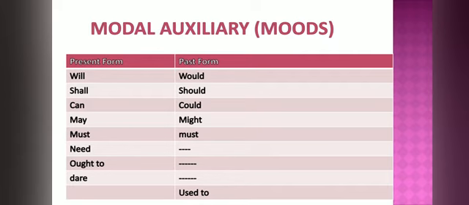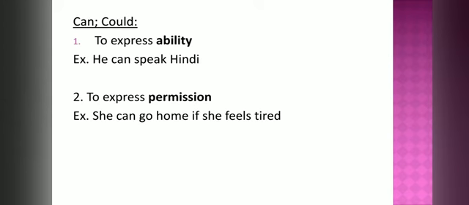They are will, would, shall, should, can, could, may, might, must, need, ought to, dare, and there is no present form for used to. Used to has only one form, past form. And now, where do we have to use all these modal auxiliaries? In what contexts do you have to use them? Some examples I have discussed here in this slide.